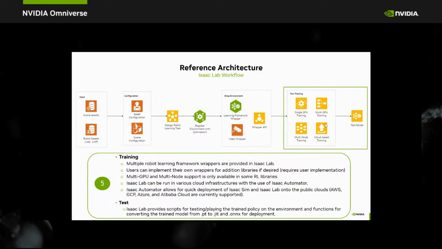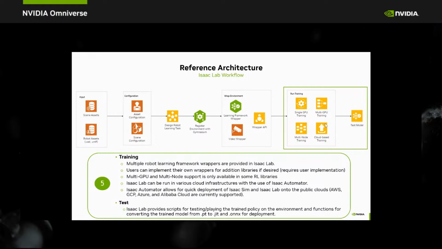How do I train? That's one question that Asarari helped us earlier to explain, the compute requirement for training. So that is good. We have multiple robot learning framework wrappers that we provided. We mentioned that already. You can implement your own wrappers or additional libraries if desired, but it will require you to write that. We have support for multi-GPU, multi-node in some RL libraries.